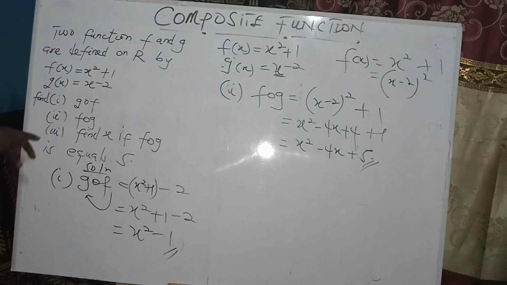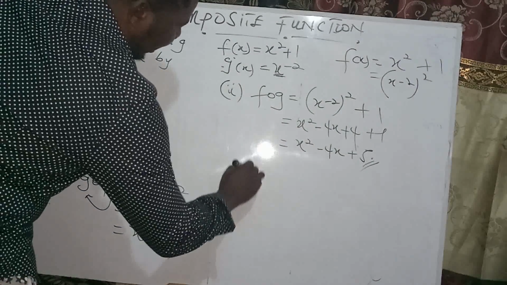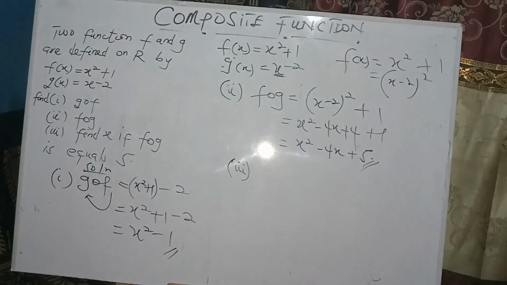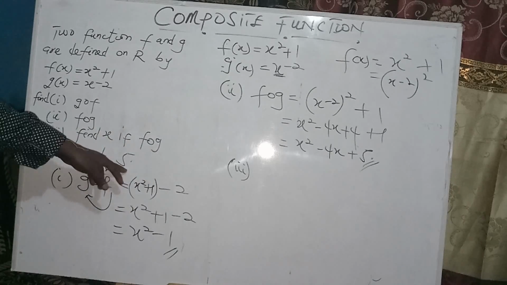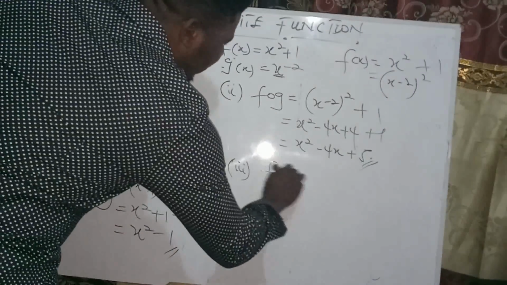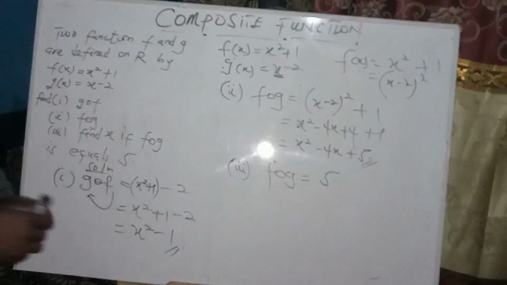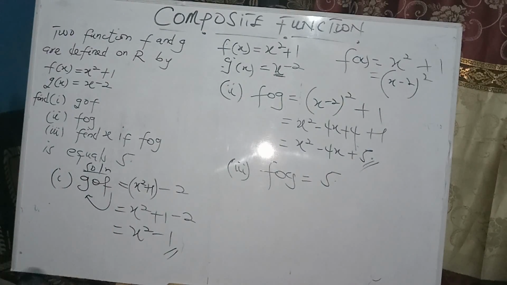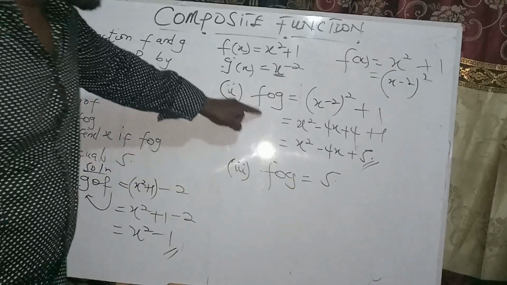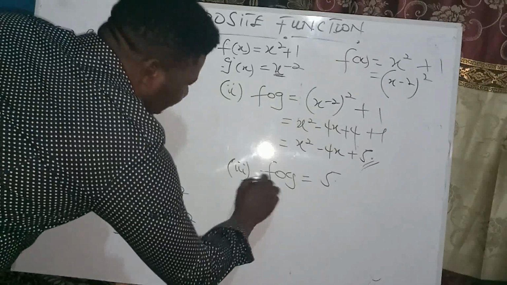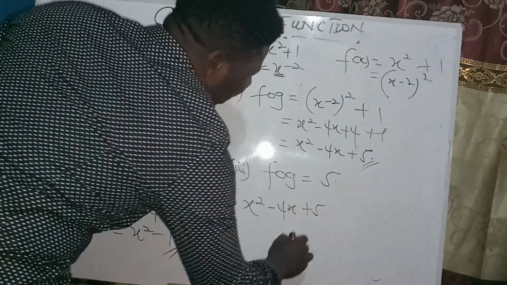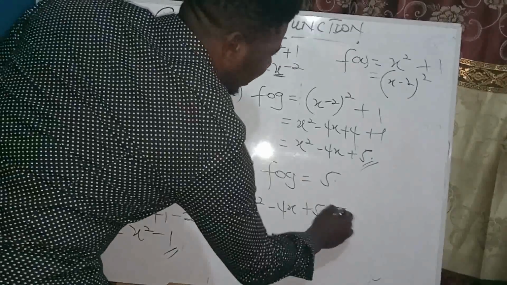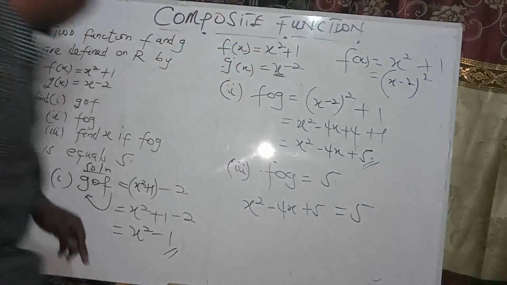Now let us look at the third part of the question. It's telling us to find x if f of g is equal to 5. Thanks be to God that we have already gotten our f of g. So we can just write it: our f of g is now x squared minus 4x plus 5, and the equal sign is the 5 in the question.